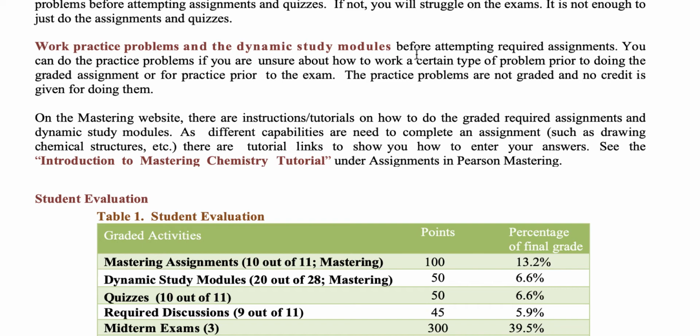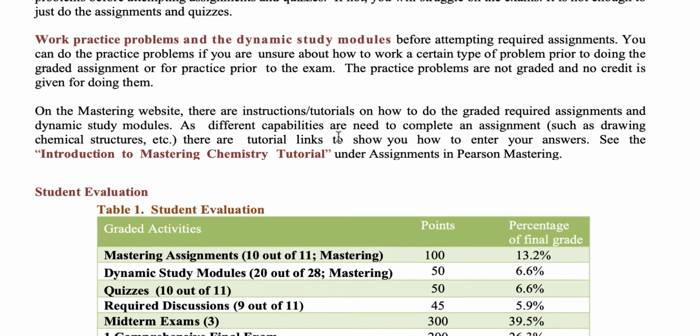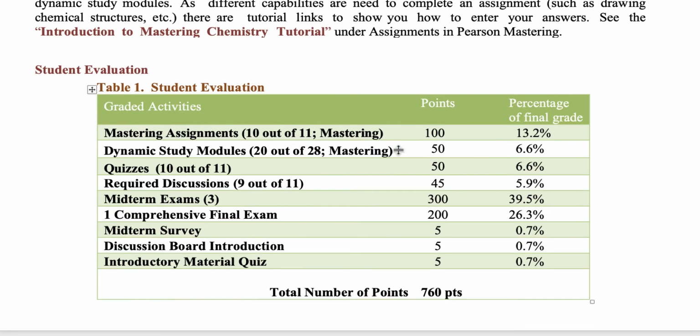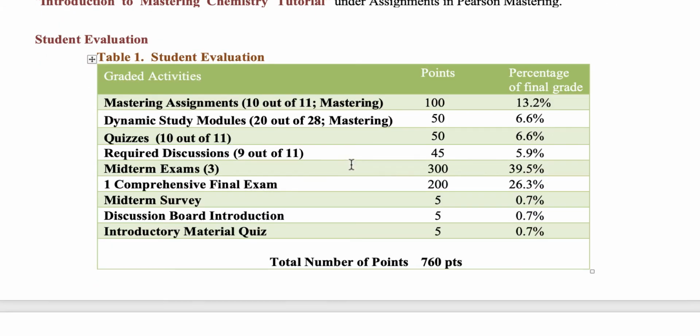Dynamic study modules are really good because they're tailored to what you are struggling with. If you're struggling with a certain topic, then you will be asked questions about that topic. There are 28 dynamic study modules. You will be graded on 20 of those.